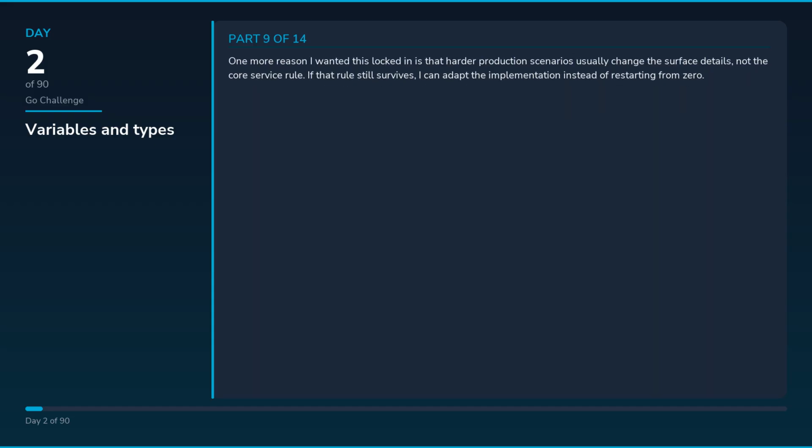One more reason I wanted this locked in is that harder production scenarios usually change the surface details, not the core service rule. If that rule still survives, I can adapt the implementation instead of restarting from zero. That is also why I care about ownership so much in Go. Once the package boundary is honest, the rest of the code has a much better chance of staying boring in the good way. A lot of debugging time disappears when the request path or data path is obvious from the structure. The language helps, but only if the design is pulling in the same direction.